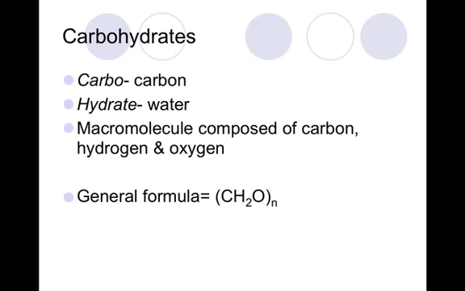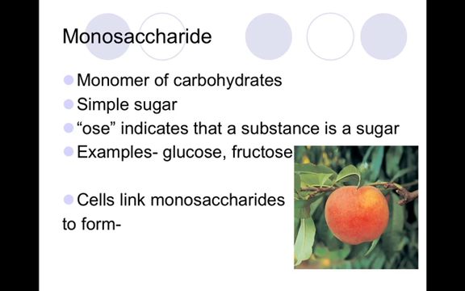The first macromolecule we want to talk about is carbohydrate. Carbo means carbon, hydrate means water. It's composed of carbon, hydrogen, and oxygen. You need to know that for the test. The monomer of carbohydrates is monosaccharides. You need to know that.